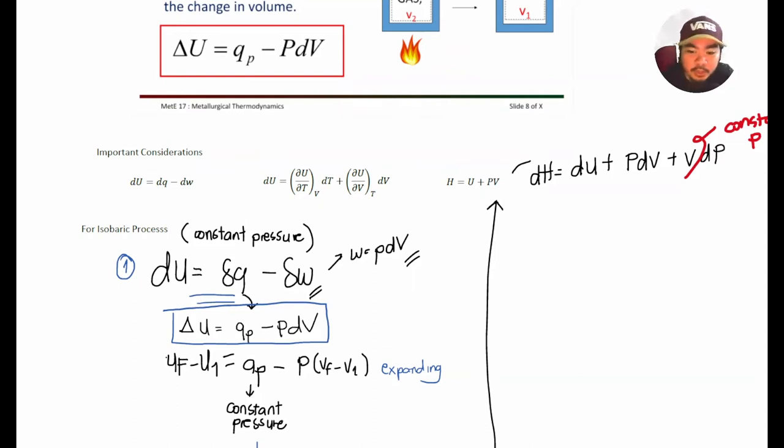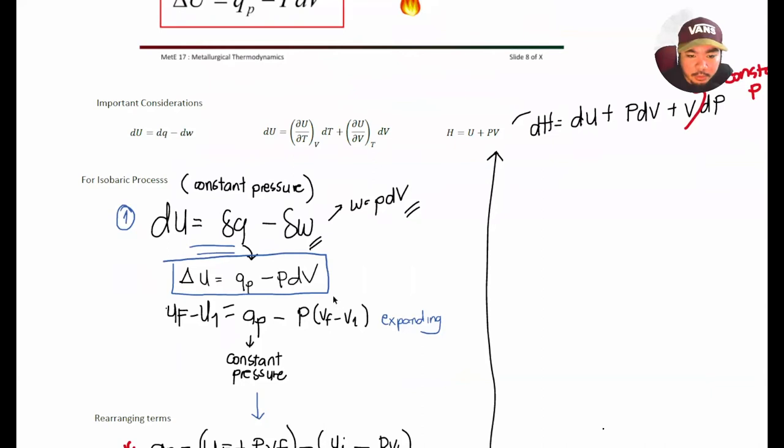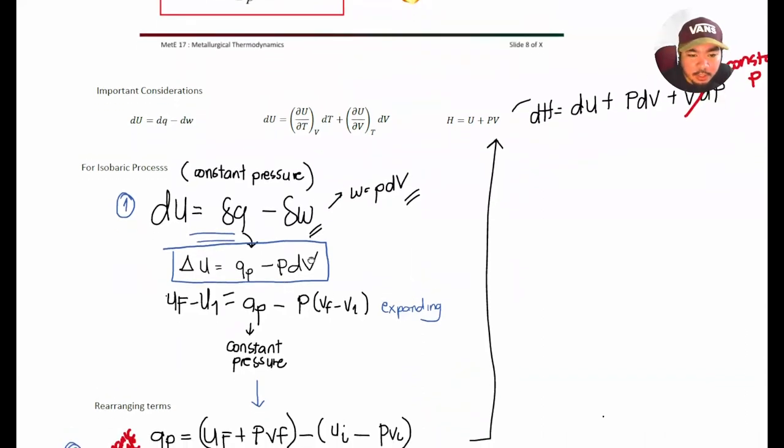Okay, so where were we? So we have this. We're okay here with delta U. So our pressure-volume work is just equal to PdV. That's why it's this term. Then our Q is the heat content of our system, which is Q sub P. And again, Q sub P means that we are measuring heat at constant pressure.